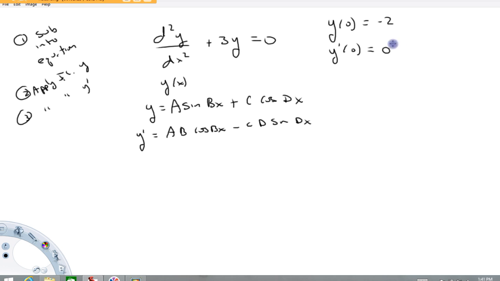Now I'm going to go ahead and apply this condition. This needs to be 0 when x is 0. So this is going to read a b cosine of 0 minus c d sine of 0, putting zeros in here and here. Now, the cosine of 0 is 1, and the sine of 0 is 0. So basically, this equation is going to simplify to 0 equals a times b.